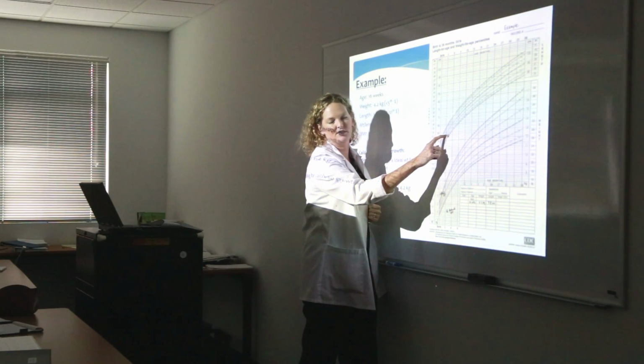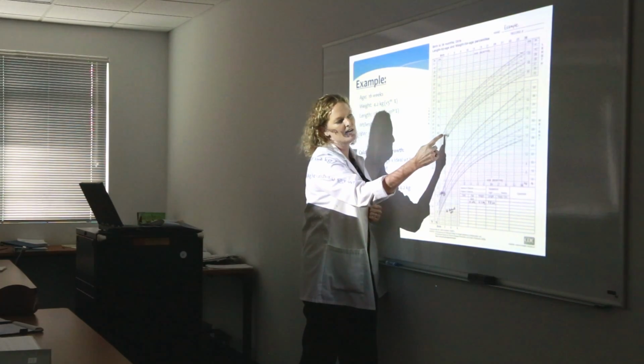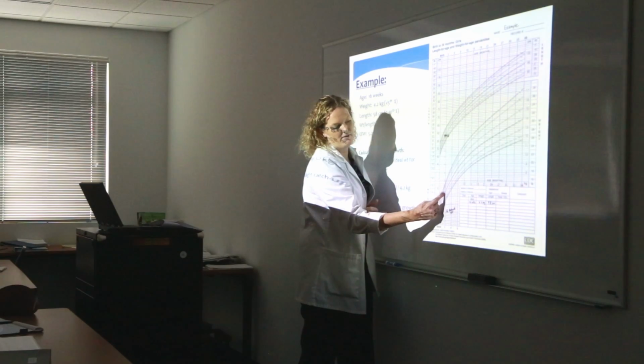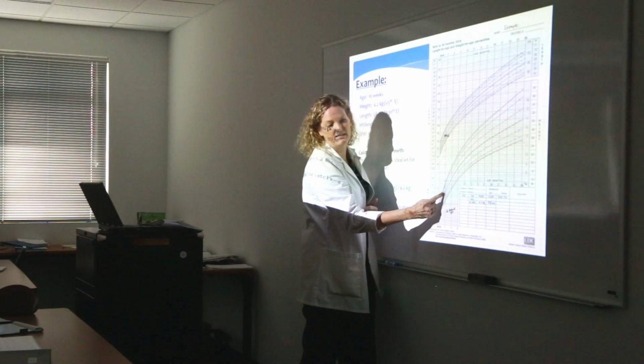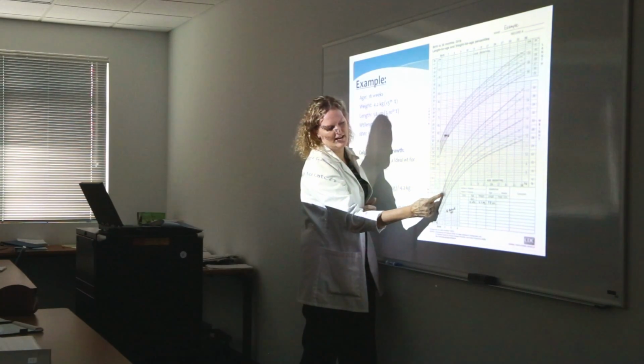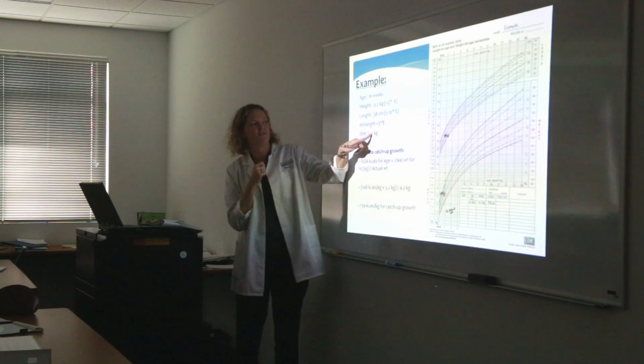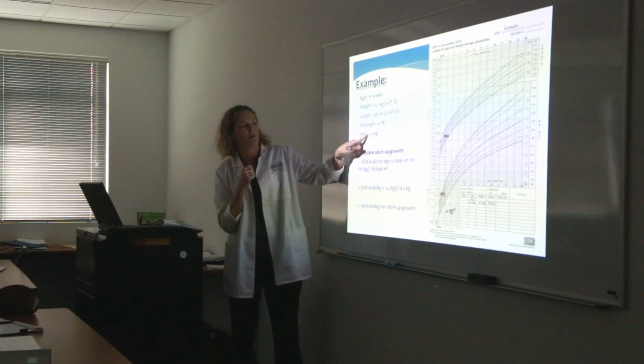And I like to put a little circle there, and then it really helps if you have a ruler for this next part, because you're going to go straight vertically down, and wherever you hit the 50th percentile for weight, that's her ideal body weight. So even though her weight is plotting down here, her ideal body weight is actually right here. So it's 5.2 kilograms. You're going to use that in that equation, okay?